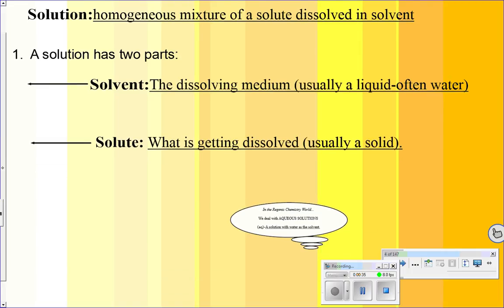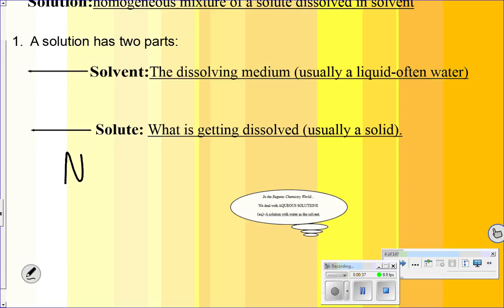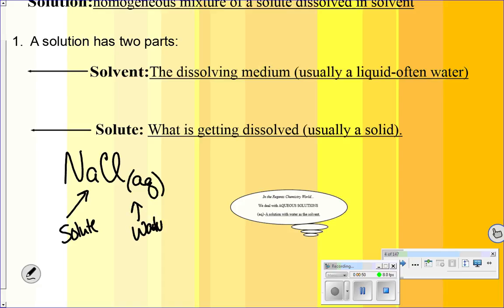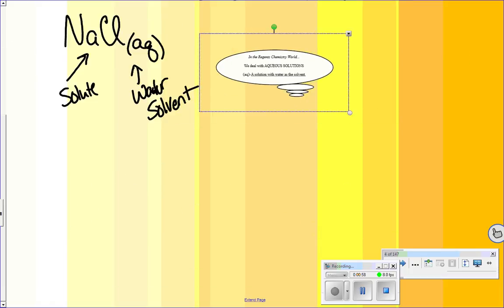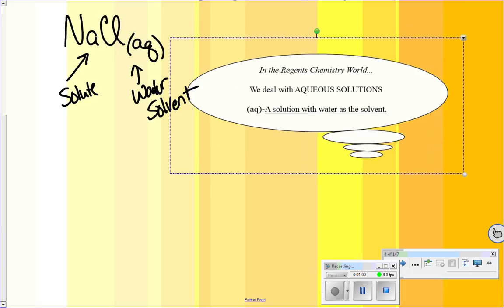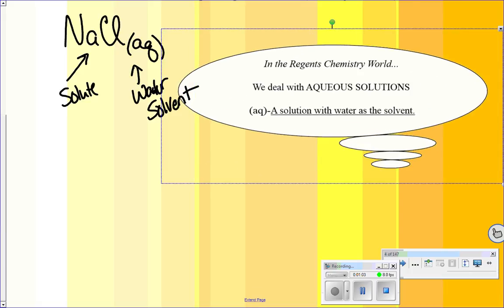So if you're talking about salt water, for example, you might see something written like this. This right here is our solute, our solid salt. This AQ right here tells us we are dissolving in water as our solvent. So just a little terminology thing for you here in the Regents chemistry world. Again, AQ, we've talked about this ding, ding, ding idea a few times. We're going to be dealing primarily with aqueous solutions in this unit, which is a solution where water is your solvent.